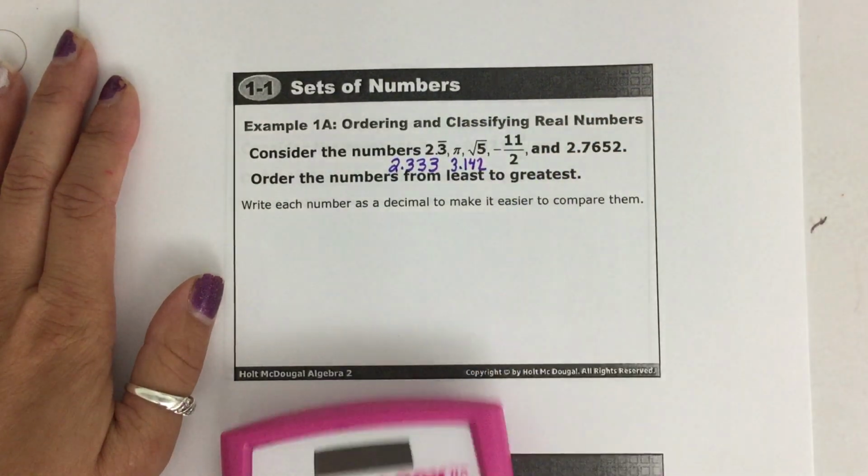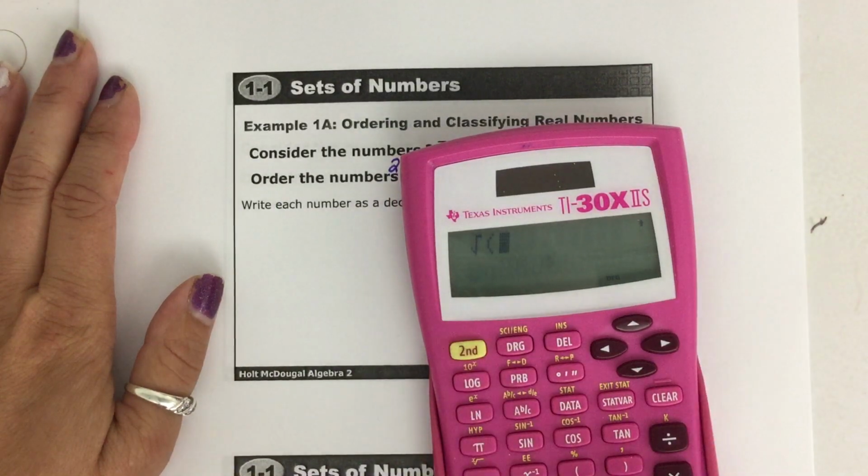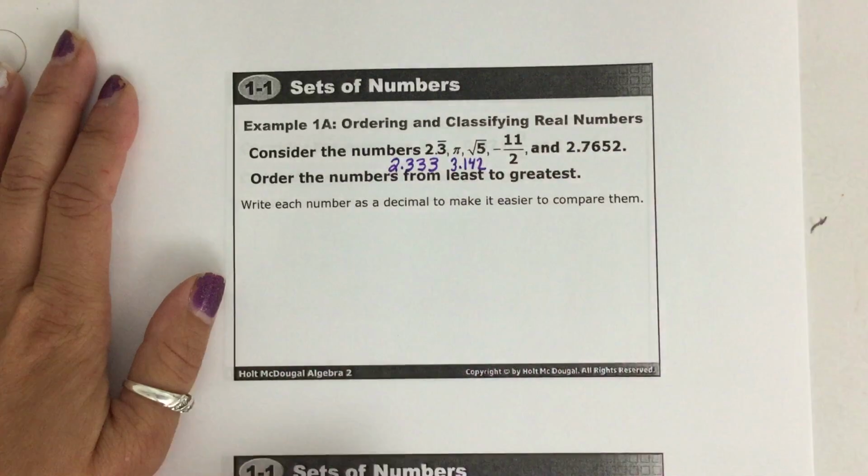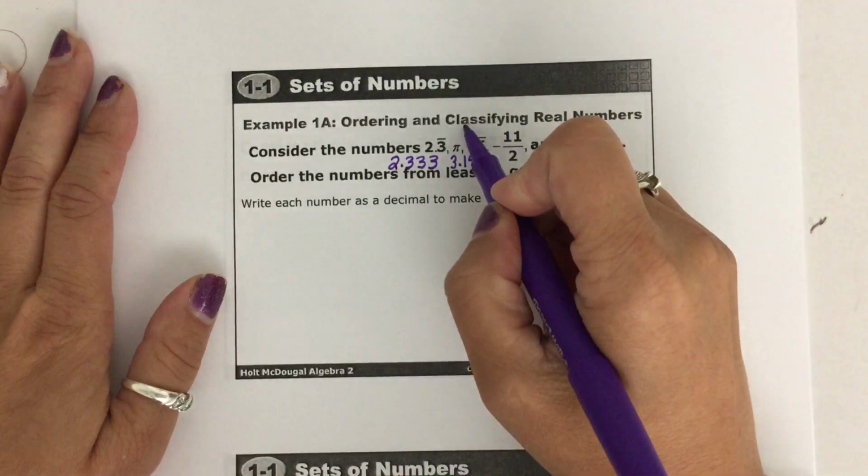3.142. Now the square root of 5. Go ahead and calculate it. Square root of 5 is 2.236. I'm just going to go ahead and put that above.